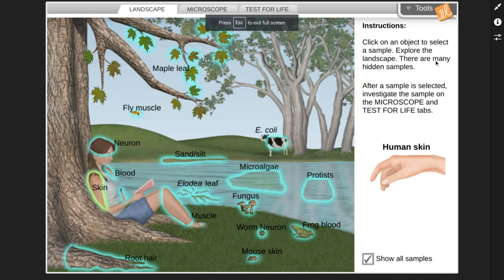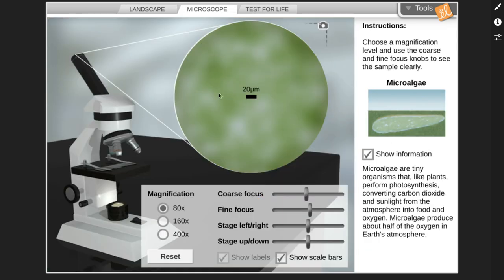For part C, you're going to be looking at the cell structures and drawing them on Cami, which is going to need a stylus, I think. So make sure that you have that handy. The first thing you're going to do is click on the microalgae. You're going to get it focused in.